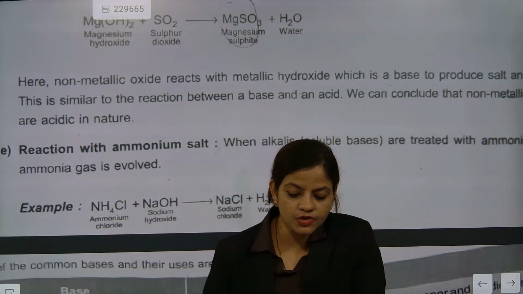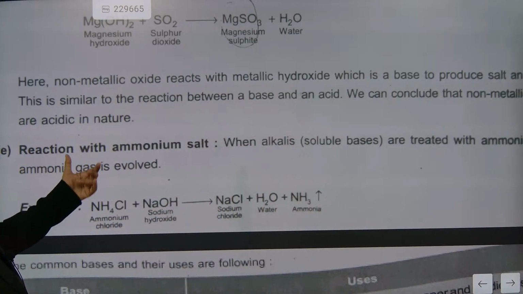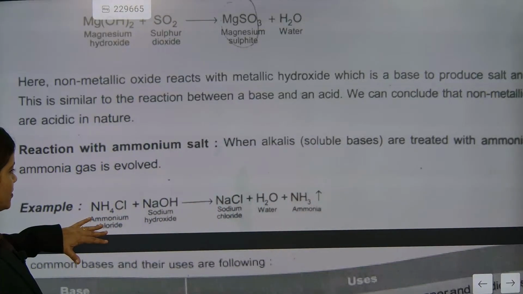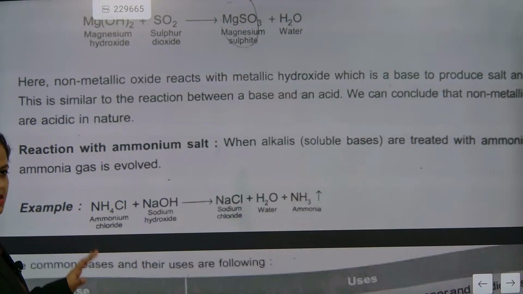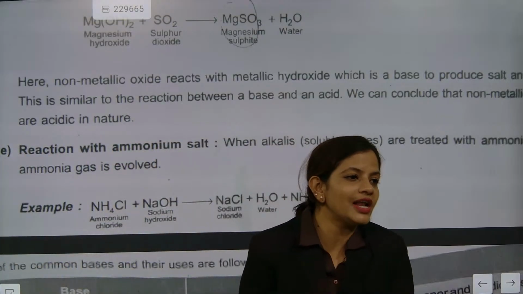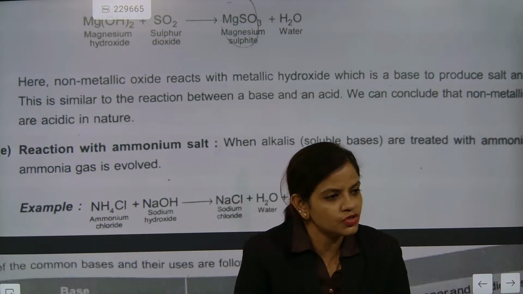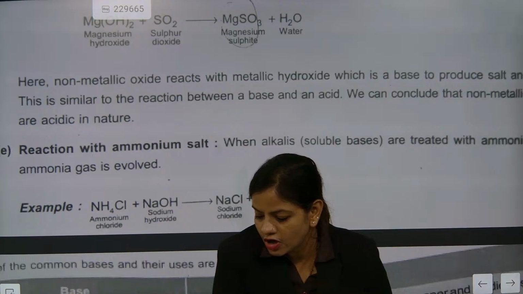Reactions with ammonium salt. When somebody asks you about reactions with ammonium salt, they will not ask this much depth. For bases, I think sodium zincate is one of the most common neutralization reactions. Sodium zincate part, they are actually used. Understood? That much depth they will not be asking.